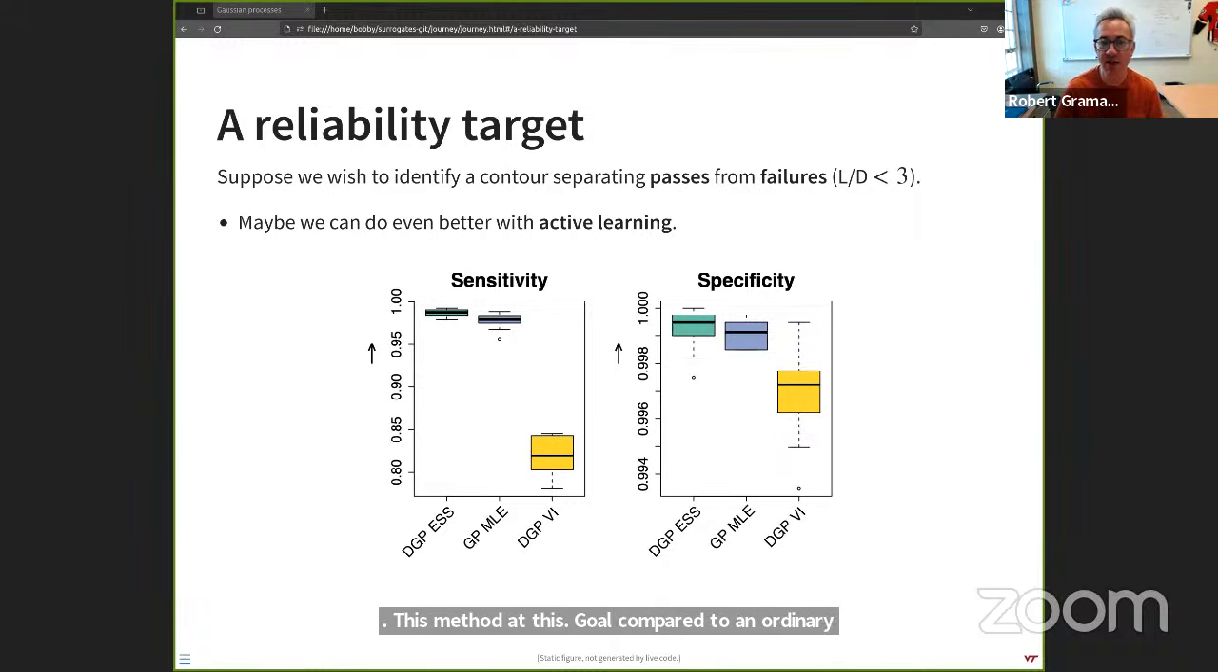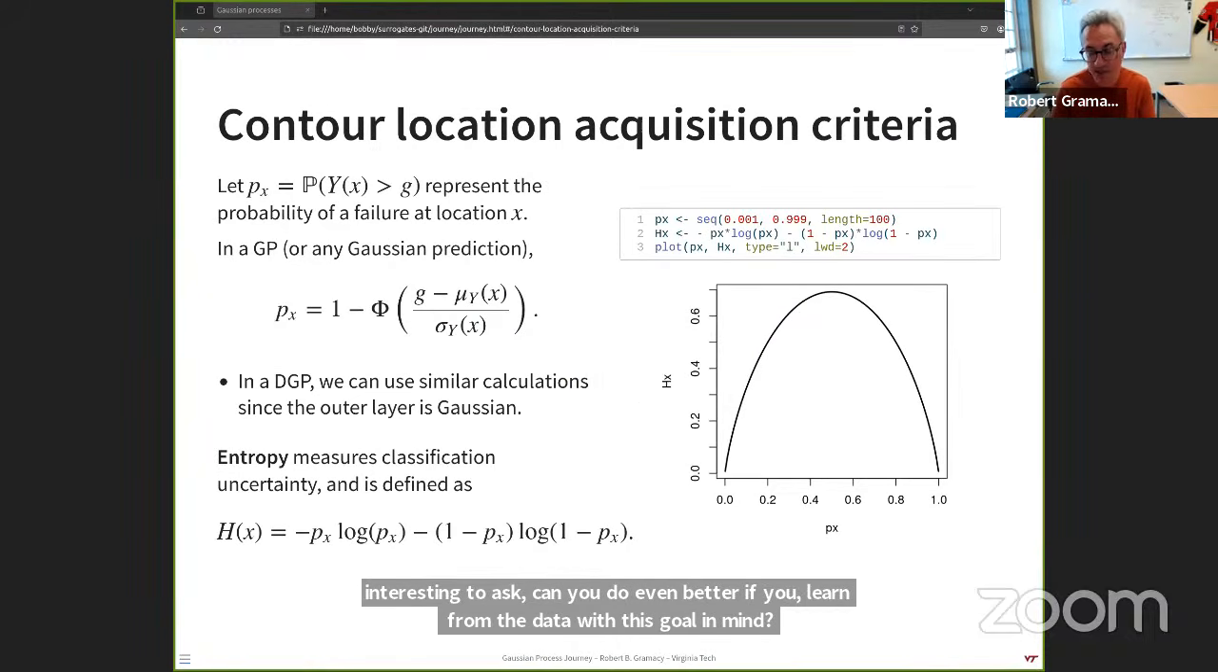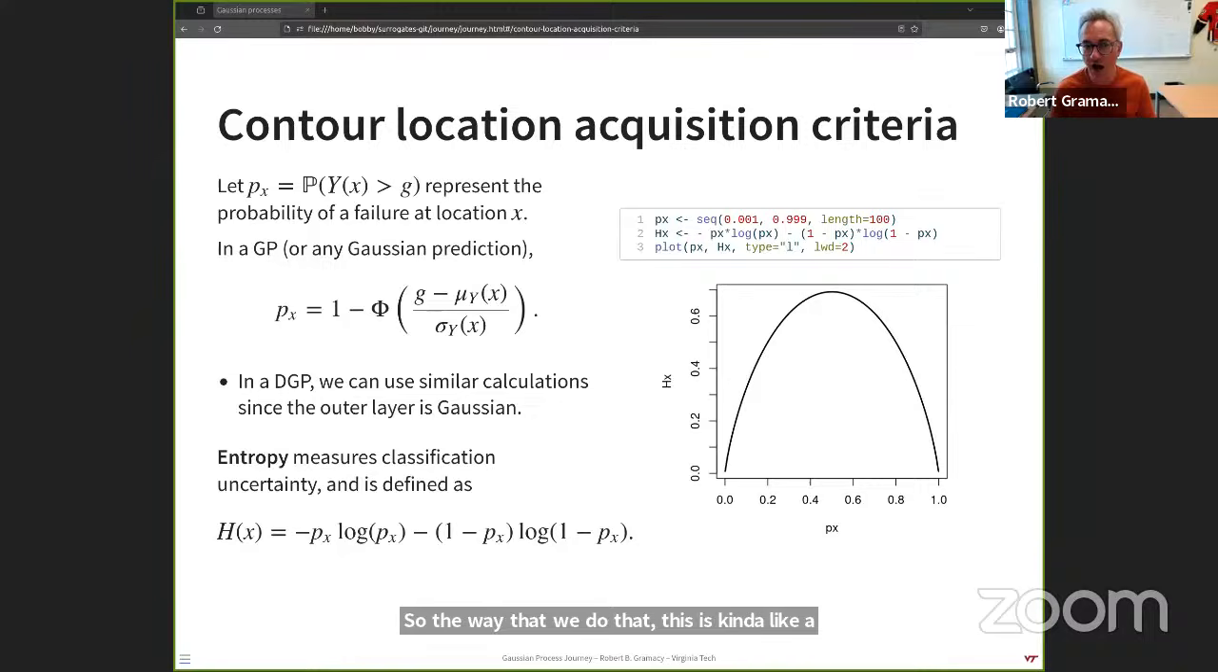But it's interesting to ask, can you do even better if you learn from the data with this goal in mind? So the way that we do that, this is kind of like a Bayesian optimization, except instead of trying to optimize, what I want to learn about is the classification threshold of being above or below that safe lift over drag operating condition.